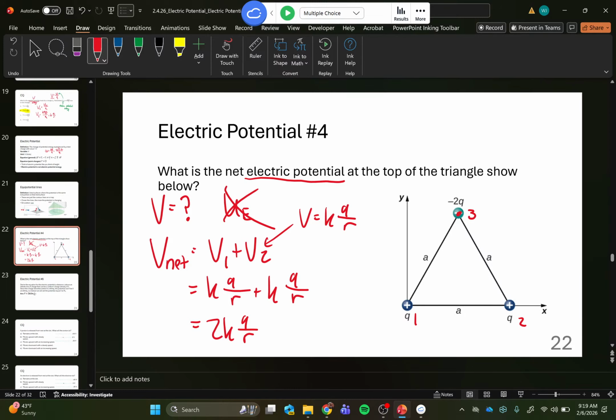Notice I did not ask you for the energy. And we did not therefore include this charge at all. What I could have asked you instead is, what is the energy that this one charge has? What's the energy stored by that one charge? What would the answer be then? You just take this voltage and multiply by negative 2Q. I didn't ask for that, but in case you wanted it, if you all wanted the energy that charge 3 has, you just take charge 3 and you multiply it by the voltage where it's located. And that's the energy of that one charge.